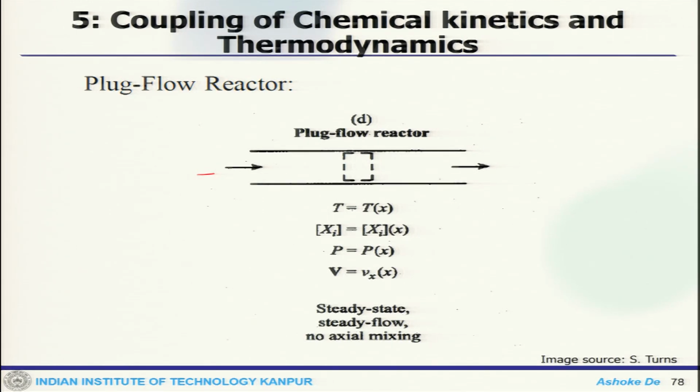This is the schematic of the plug flow reactor, where the species comes in and then goes out. This is the small control volume, and there are some assumptions which it is built upon: steady state, steady flow, no axial mixing and all this.